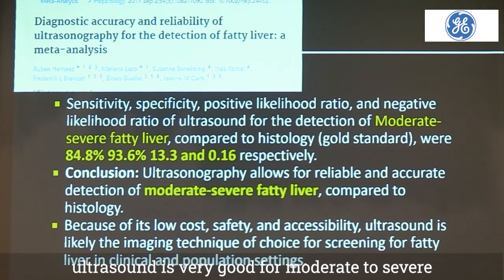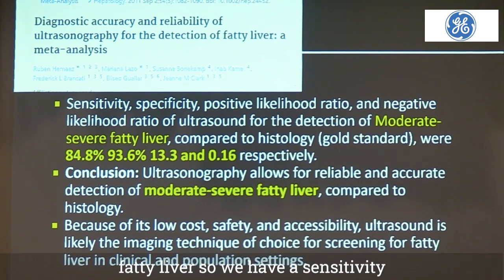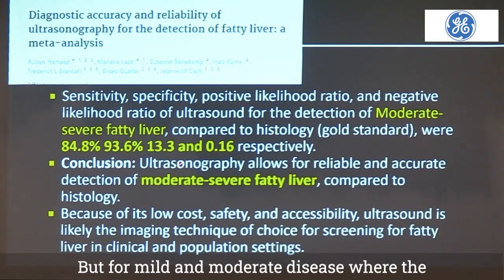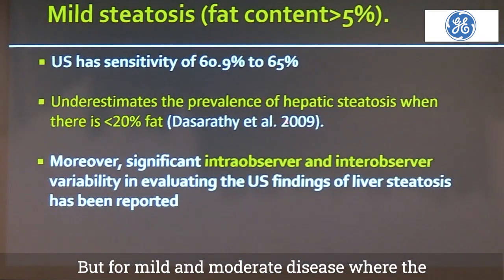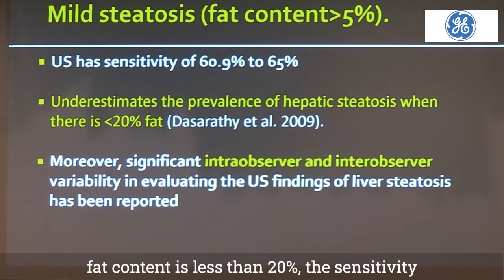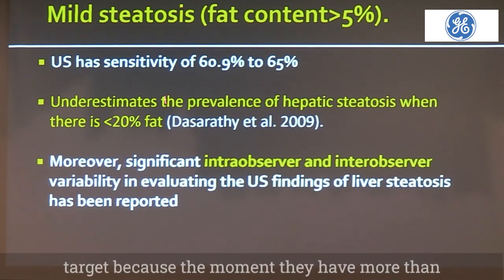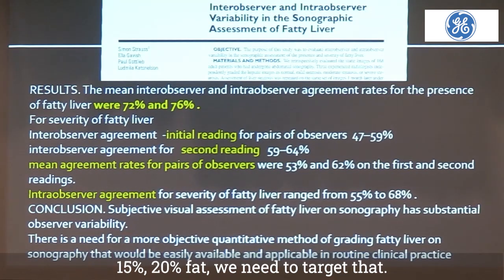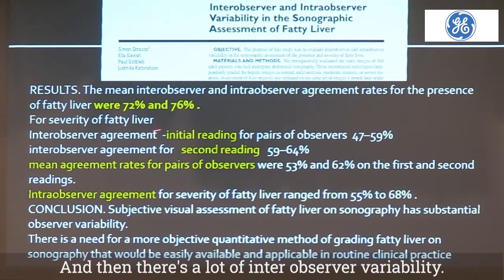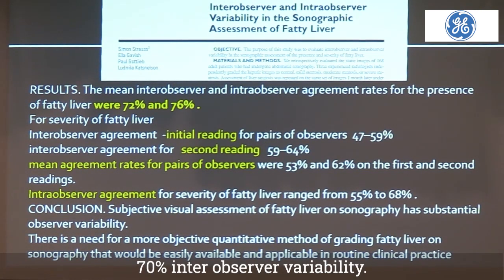Now, ultrasound is very good for moderate to severe fatty liver. So we have a sensitivity and specificity almost more than 80%. But for mild and moderate disease, where the fat content is less than 20%, the sensitivity is as low as 60 to 65%. And that's really what we also want to target, because the moment they have more than 15-20% fat, we need to target that. And then there's a lot of inter-observer variability. As I said, there are almost 70% inter-observer variability.